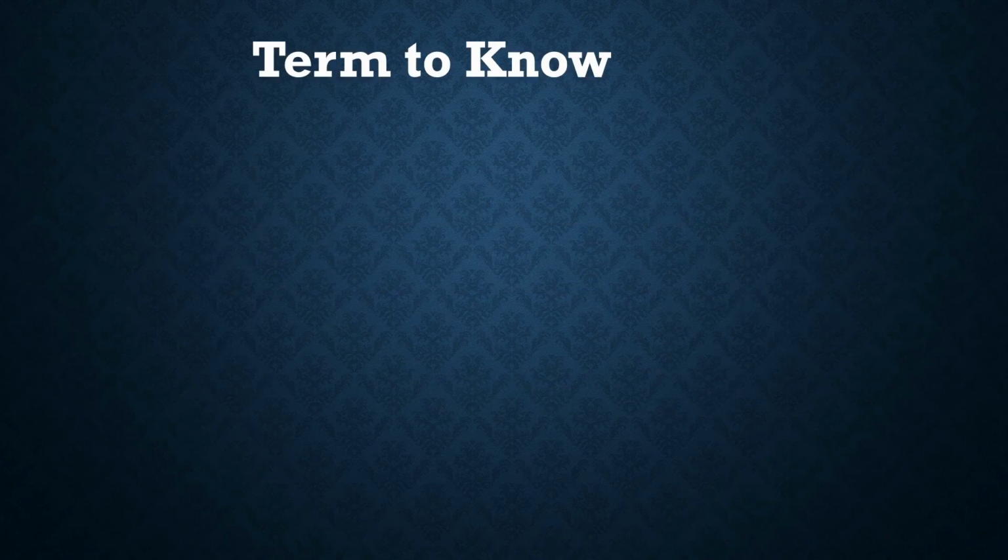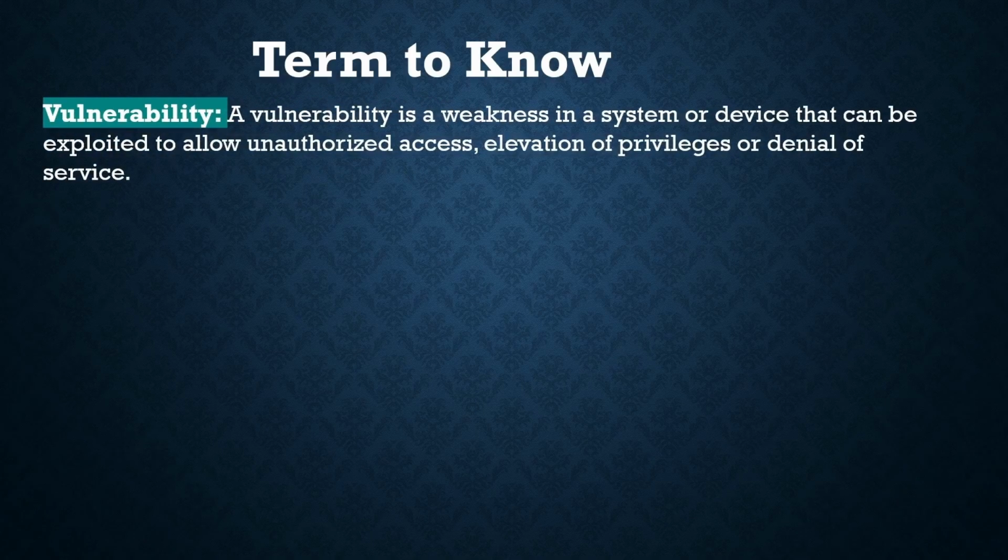Before we begin learning about the introduction to cybersecurity, let's see some key terms related to the topic. So the first term is vulnerability. Basically, a vulnerability is a weakness in a system or device that can be exploited to allow unauthorized access, elevation of privileges, or denial of service. So it is called vulnerability. Vulnerability is a basic flaw in your system or your network or your devices.